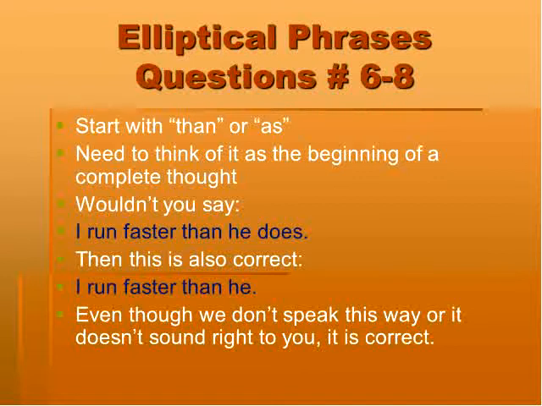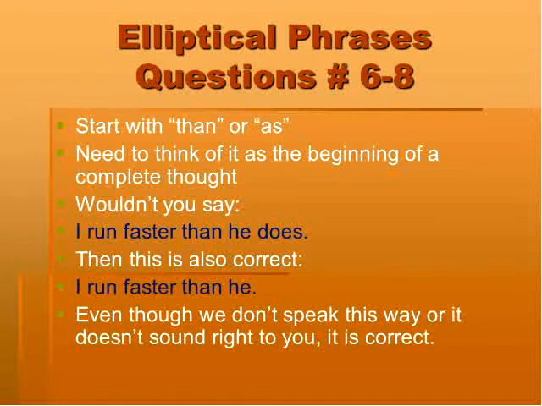Okay, questions 6 through 8, and you might want to write this down because as you're taking the test, you can refer to this. Okay, you're going to go through elliptical phrases. You're going to start with than or as. Need to think of it as the beginning of a complete thought. So you have to complete the thought on your own for it to make sense.